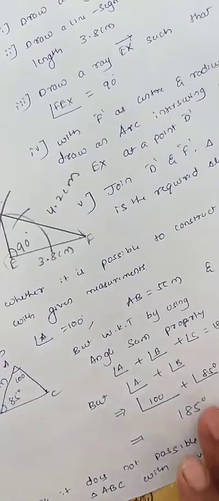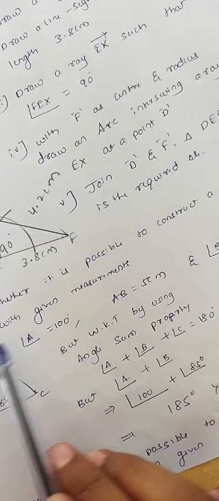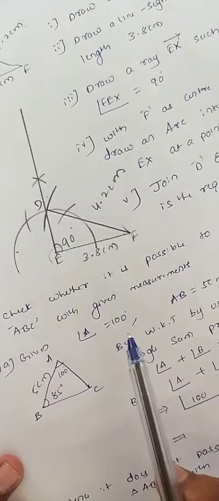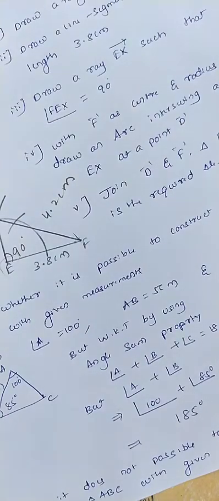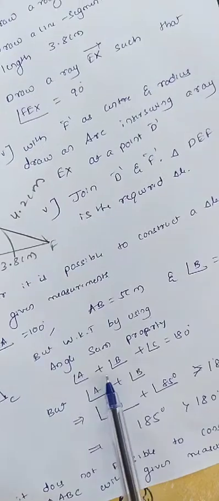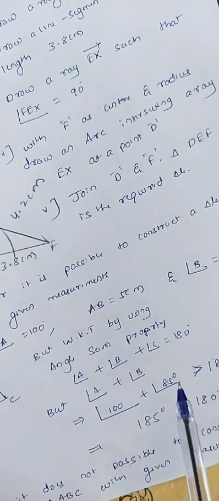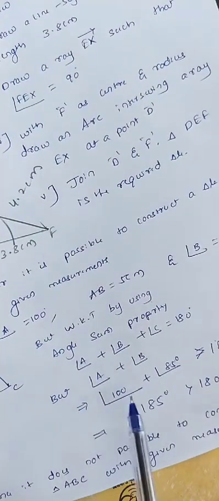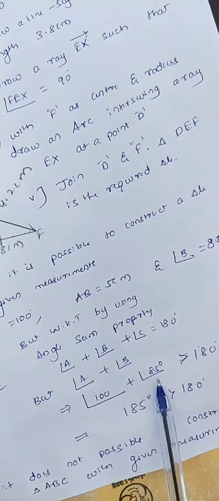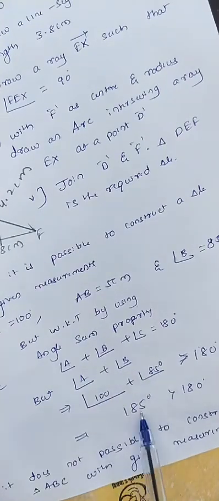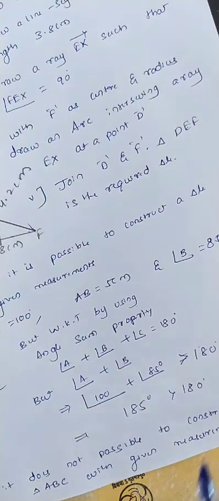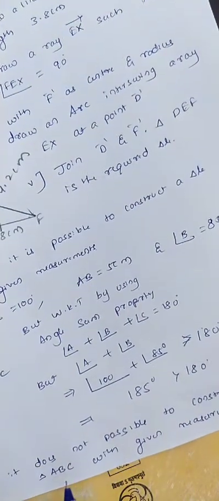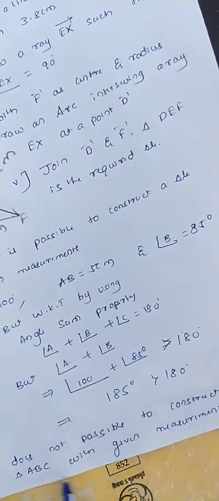So check whether it is possible to construct a triangle ABC with the given measurements. Angle A is 100, AB is equal to 5 centimeters, and angle B is equal to 85. But by the angle sum property, angle A plus angle B plus angle C is equal to 180 degrees. Angle A is 100 and angle B is 85, so 100 plus 85 is 185, which is greater than 180. Hence it does not hold the angle sum property, and it is not possible to construct a triangle ABC with the given measurements.